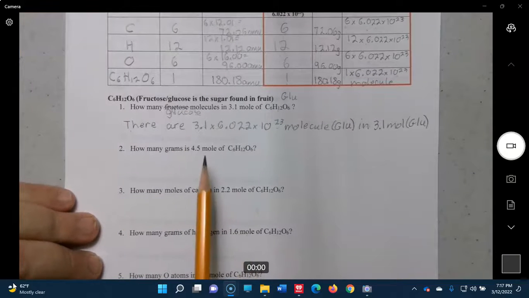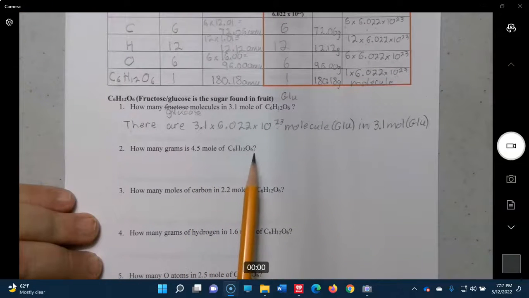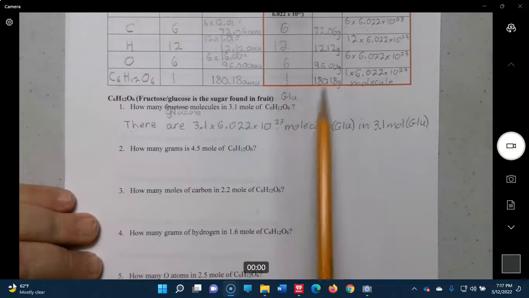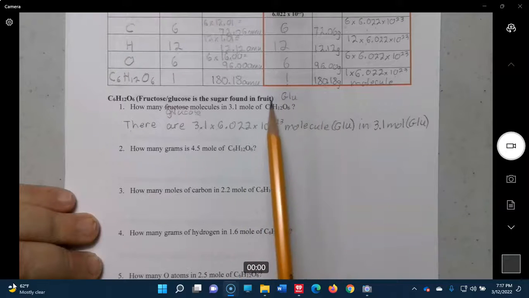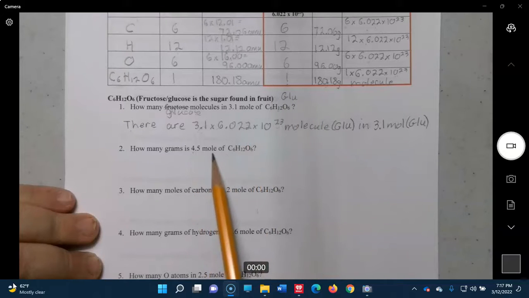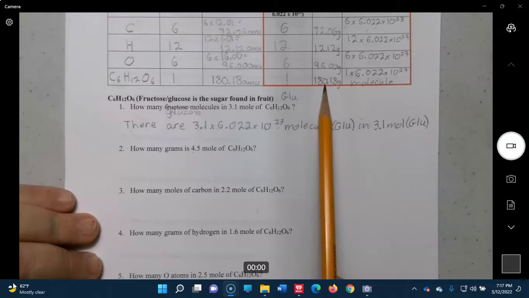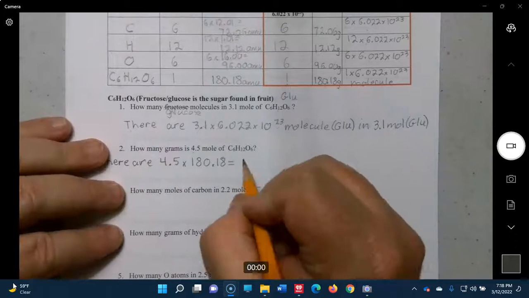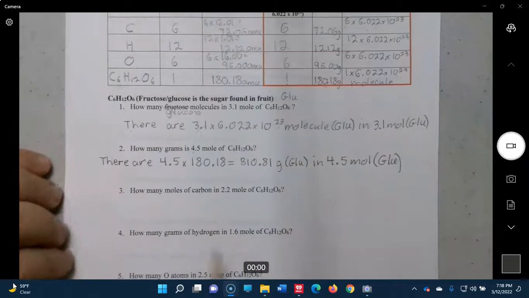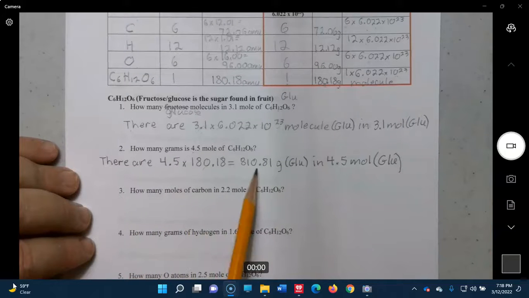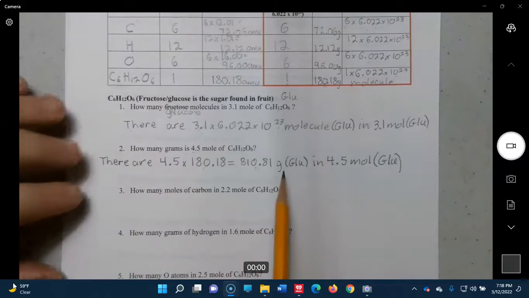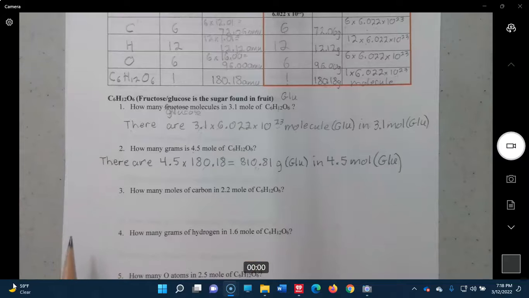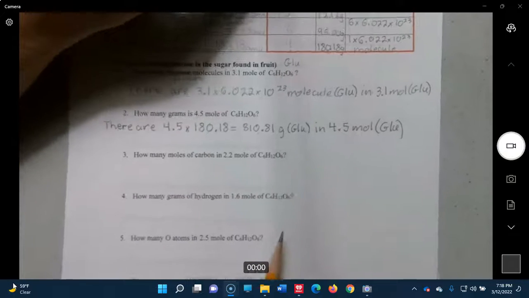How many grams is 4.5 moles of glucose? So 1 mole of glucose is 180.18 grams. So 4.5 moles would be 4.5 times 180.18. And this one you do actually do the calculation. That gives you this number right here, 810.18 grams of glucose in 4.5 moles of glucose. All right, number 3, keep moving on.